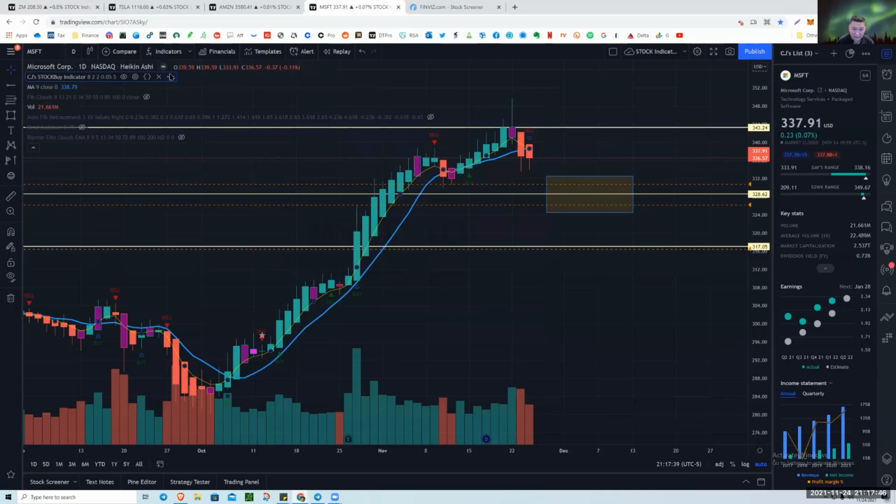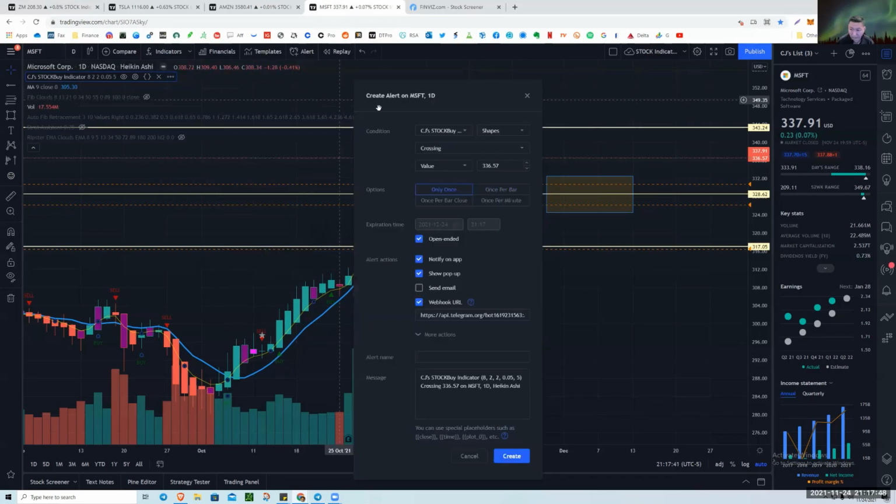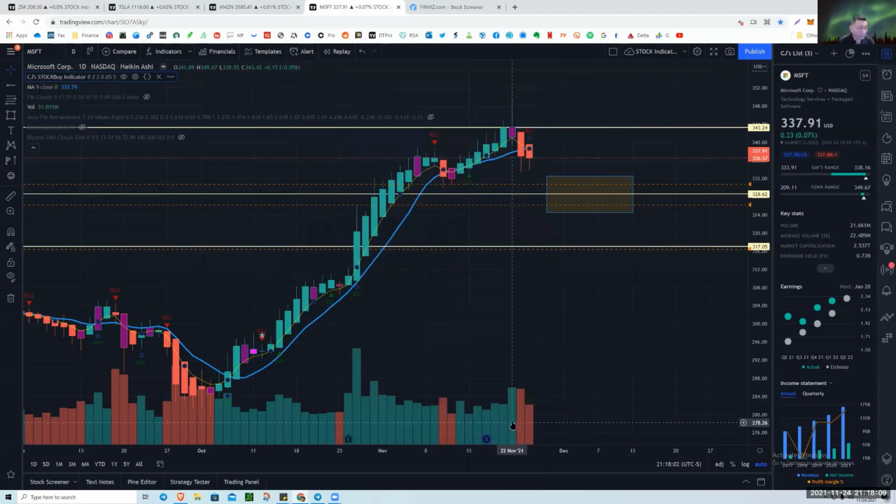Now you can immediately go to the same thing. And now we're going to go less than 1, once per bar. And this will be Microsoft sell. Create. And then you're done.